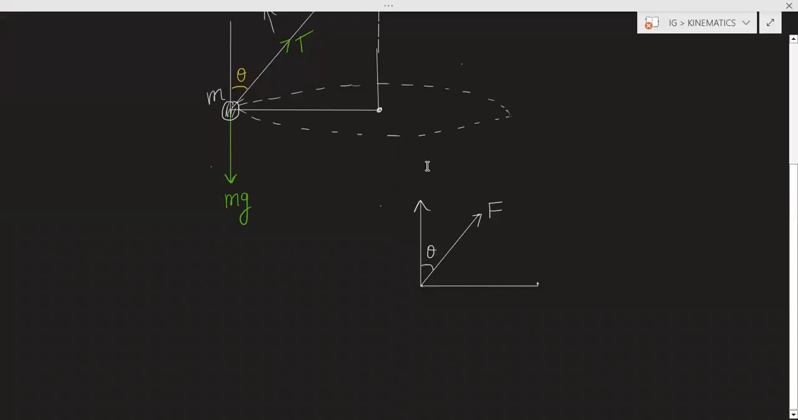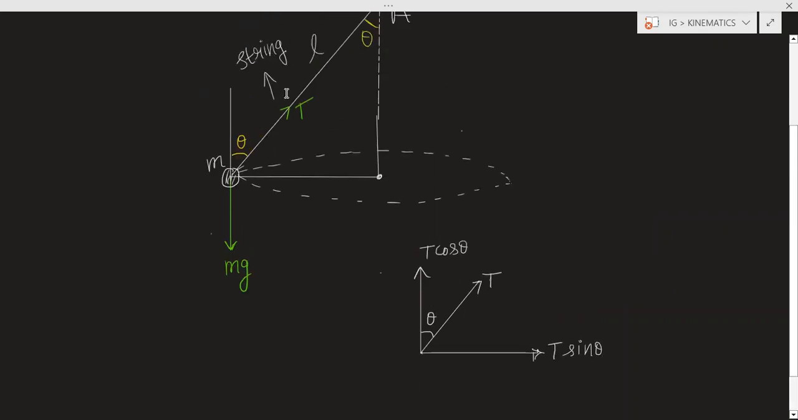The component of this force, or the effect of this force, along this axis will be F cos theta, and along this axis will be F sin theta. If tension is given instead of force, then instead of F you will write T cos theta and T sin theta.